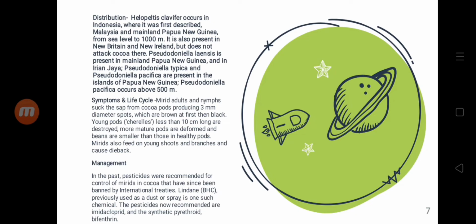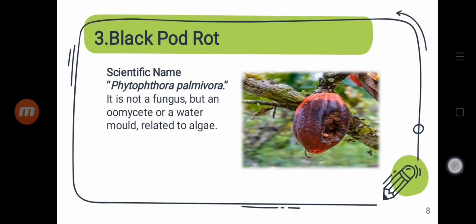Management. In the past, pesticides were recommended for control of mirids in cocoa that have since been banned by international treaties. Lindane, previously used as a dust or spray, is one such chemical. The pesticides now recommended are imidacloprid and the synthetic pyrethroid bifenthrin. Number 3.